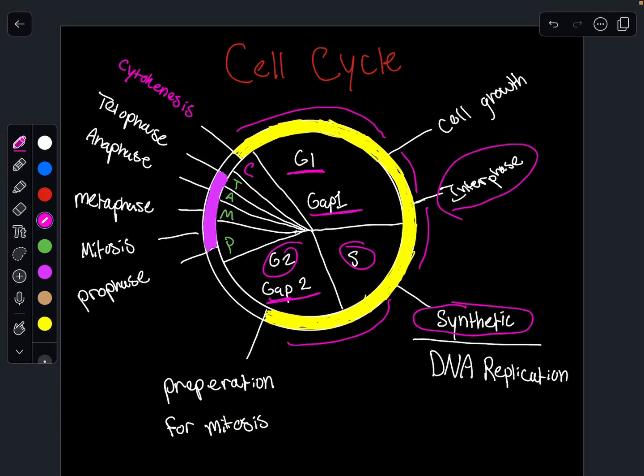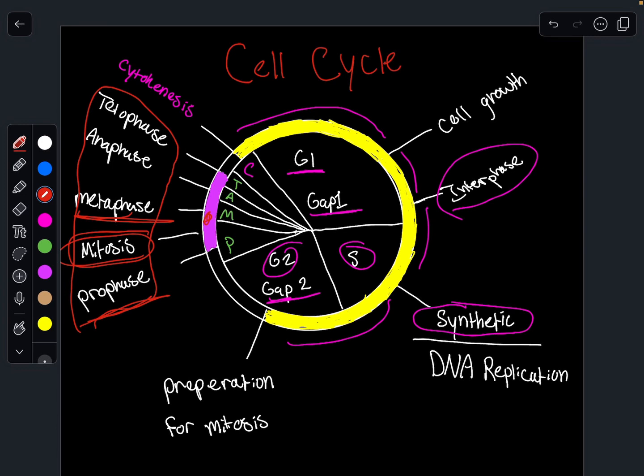Next thing I will be talking about are these four things right here, or five things actually. This purple part is known as mitosis. P stands for prophase, M stands for metaphase, the A stands for anaphase, and the T stands for telophase.